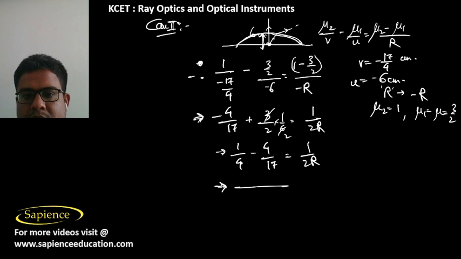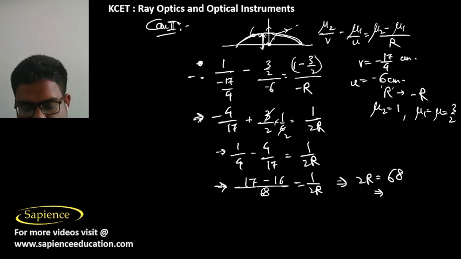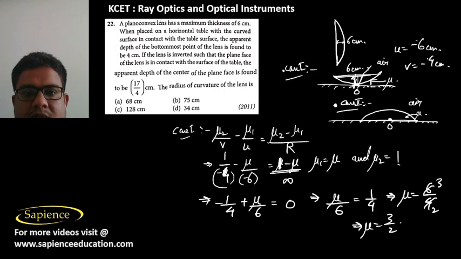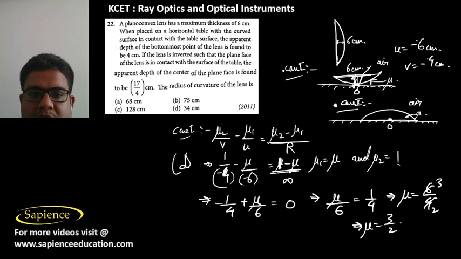So then 17 fours are 68, and 17 minus 16, that is equal to 1 by 2r. So 2r is equal to 68. So r is equal to 34 centimeters. So the radius of curvature is 34 centimeters. So option D is the correct answer.